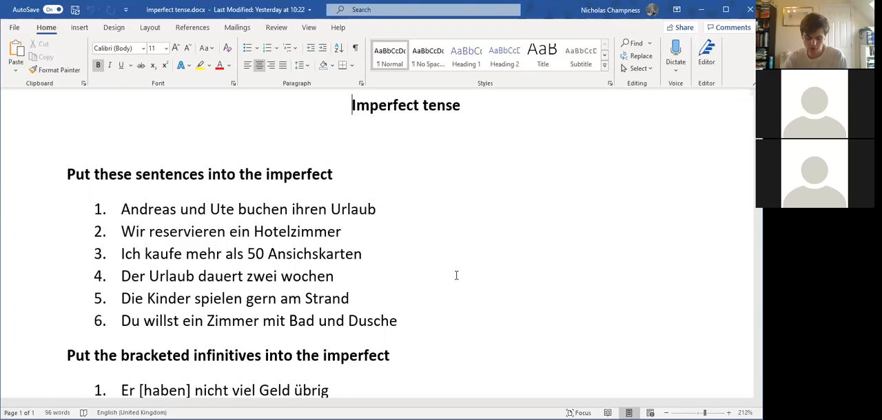I think that's pretty much it. Or it also says here, in clauses introduced by als or wie, and in any sentence with the adverb damals. So for example, ich habe gehört, wie sie die Treppe herunterkam. You wouldn't say ich habe gehört, wie sie die Treppe heruntergekommen ist. If that makes sense.